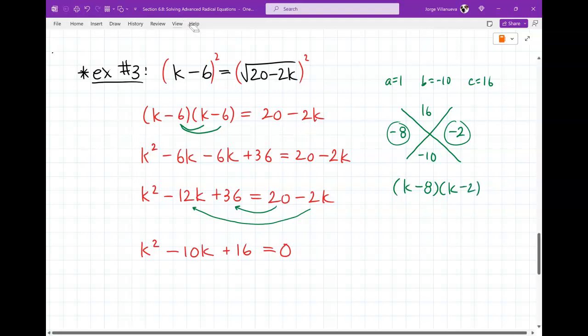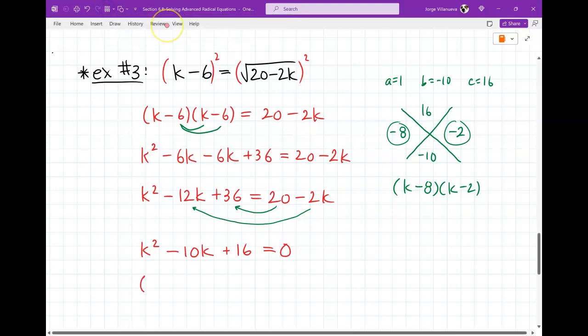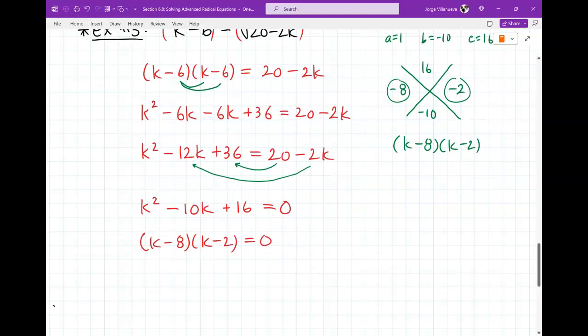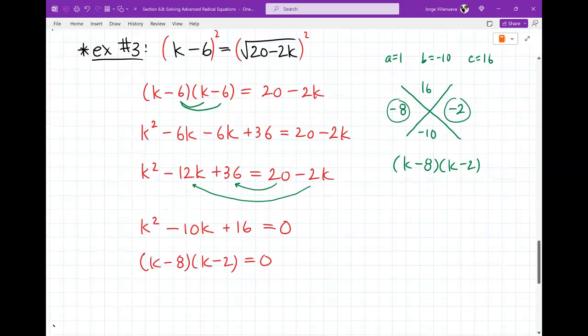Oops, I'm sorry, not equal to 0. That's just my factor. So I put that over here. K minus 8, K minus 2 equals 0. Now I get to solve, and then once I solve, I have to check. So a lot of work.